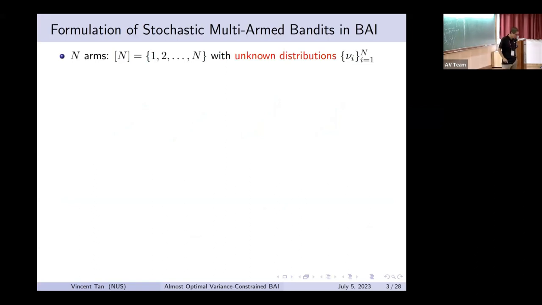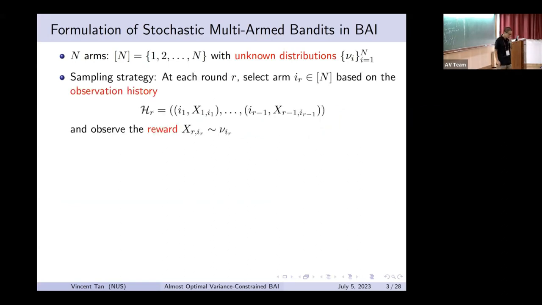So here is the notation that we will use throughout this talk. We have a total of capital N arms, each associated to an unknown distribution, and those distributions are called nu_i. Just like in standard multi-armed bandits, at each round r, we're going to select an arm i_r, which is a number, based on the observation history. The history consists of the arm that we have chosen at time one together with the observation that is sampled from the unknown distribution, and two and three and so on up until r minus one. At each point in time, we observe the reward from the unknown distribution. And based on this entire history, we select another arm. So that's the game.